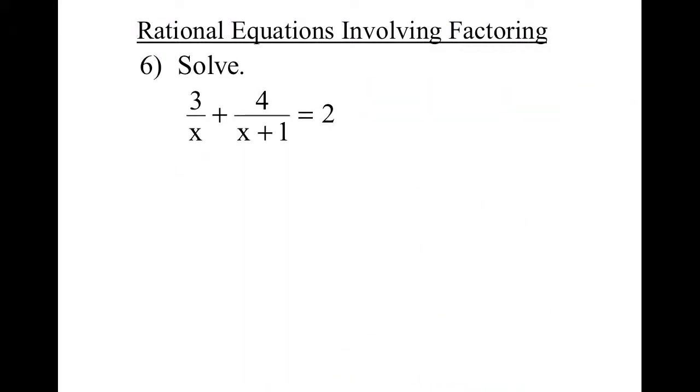All right, so now it's getting a little trickier. What would be my common denominator? Multiply them together: x times x minus 1. Now, what are the restrictions for the denominator? Every time, I have to ask myself that.